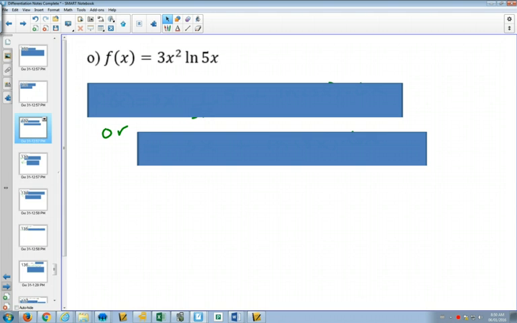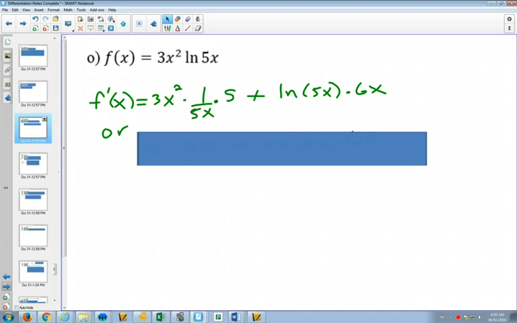And then here, in this question, you're looking at all your functions, and the 3x squared and the ln 5x are two different functions, and they're multiplied together. So this one has a product rule. And when you look at each of your functions separately, if I keep the first one the same, the derivative of the second one has a chain rule because there's a 5x inside of natural log.